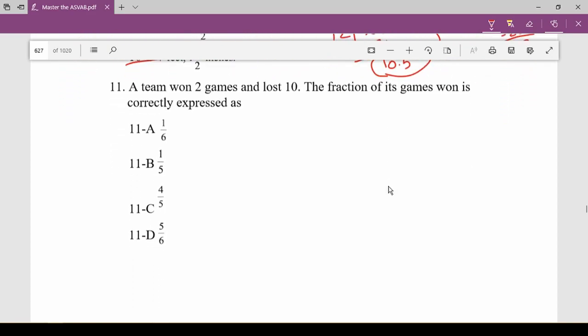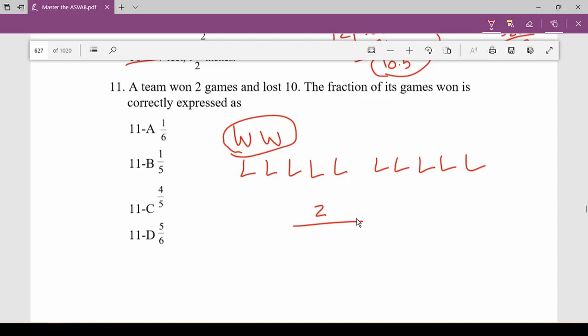All right, number 11. Team won 2 games and lost 10. So let's write this out. Win, win, then 10 losses. The fraction of its games won is correctly expressed as, well, they won 2 out of how many games did they play? 1, 2, 3, 4, 5, 6, 7, 8, 9, 10, 11, 12. So they won 2 out of 12 games. We reduce this by a factor of 2, which becomes 1 over 6. Right there.